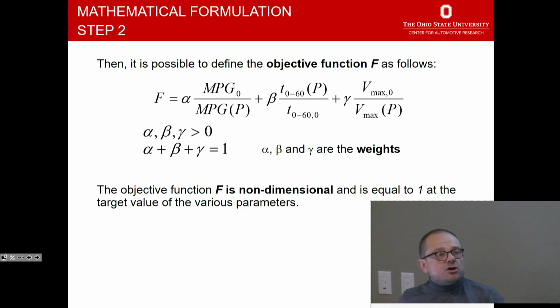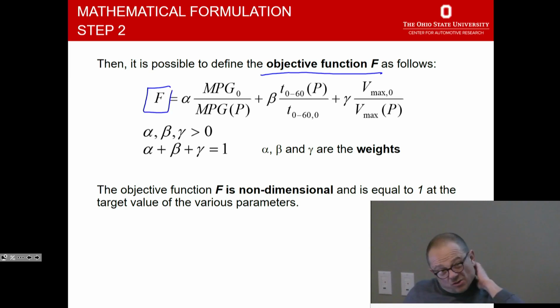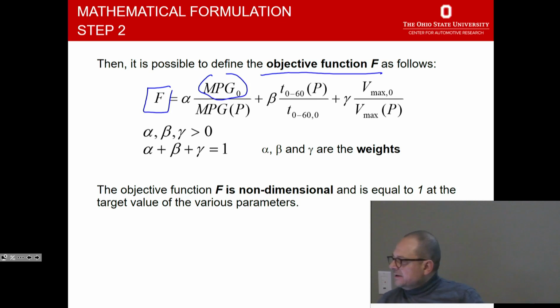So we could construct an objective function. Let's say that we're building an objective function, f, in which we're going to have a normalized version of the miles per gallon value, normalized by some target, 30.